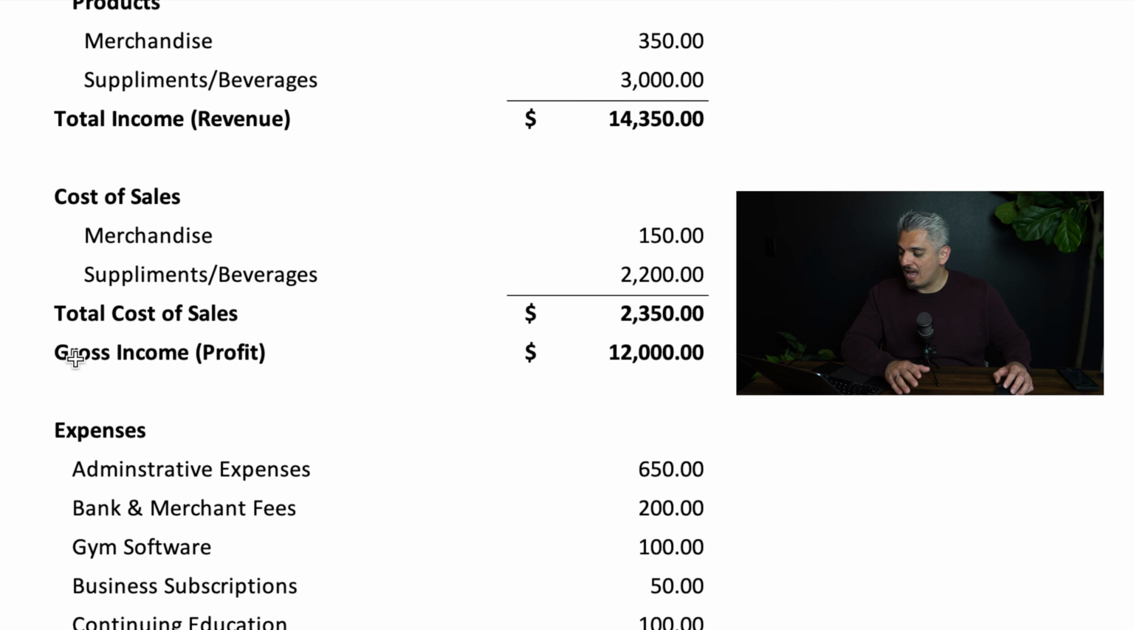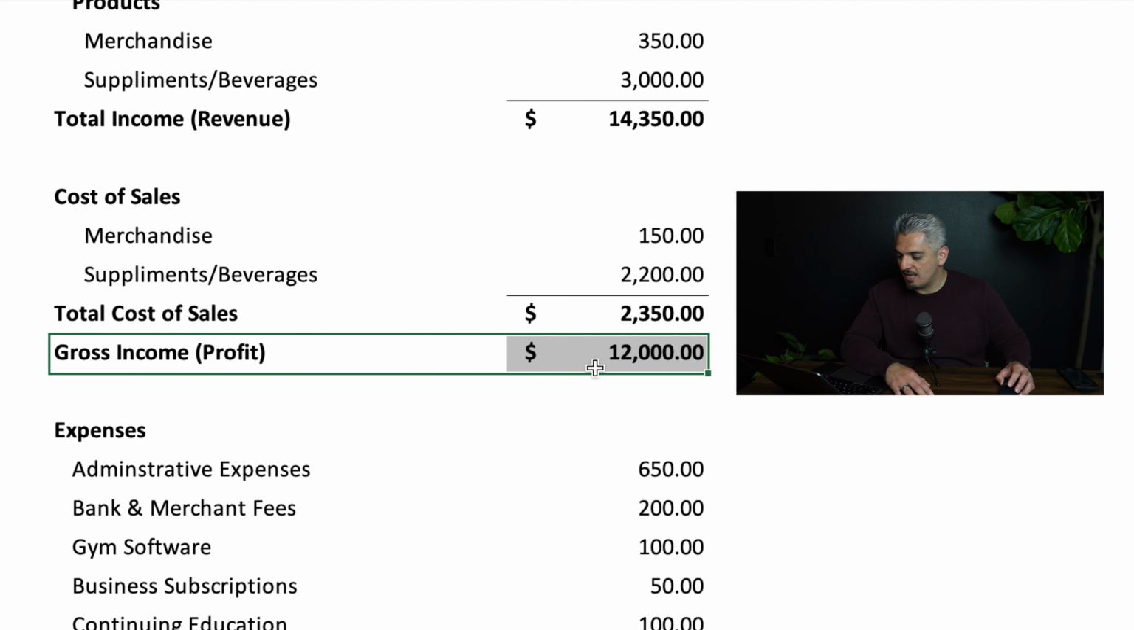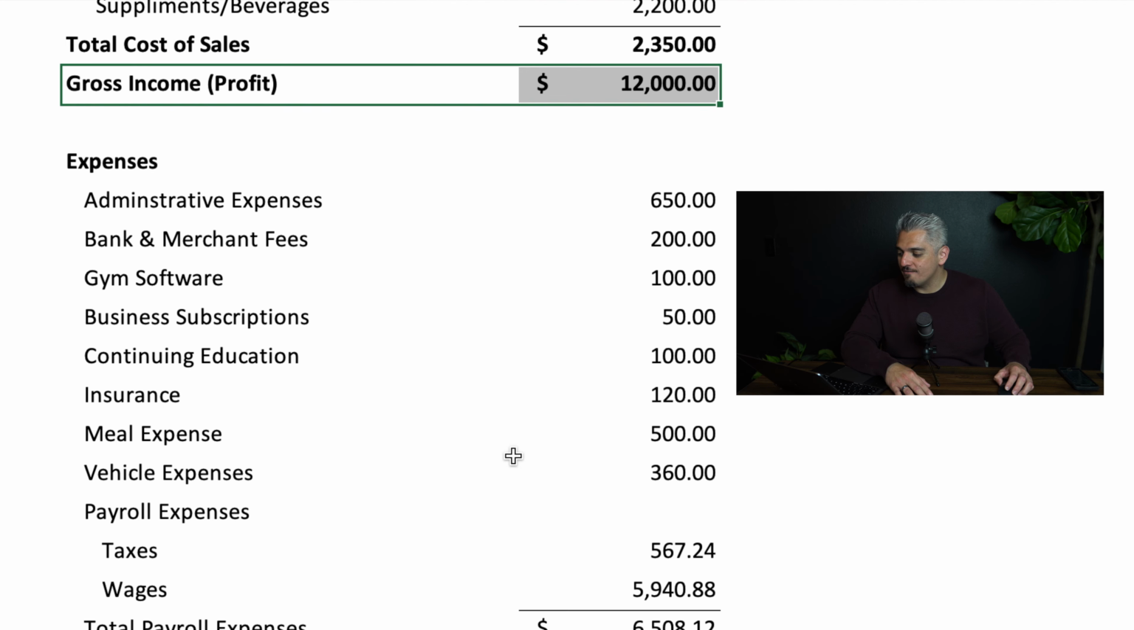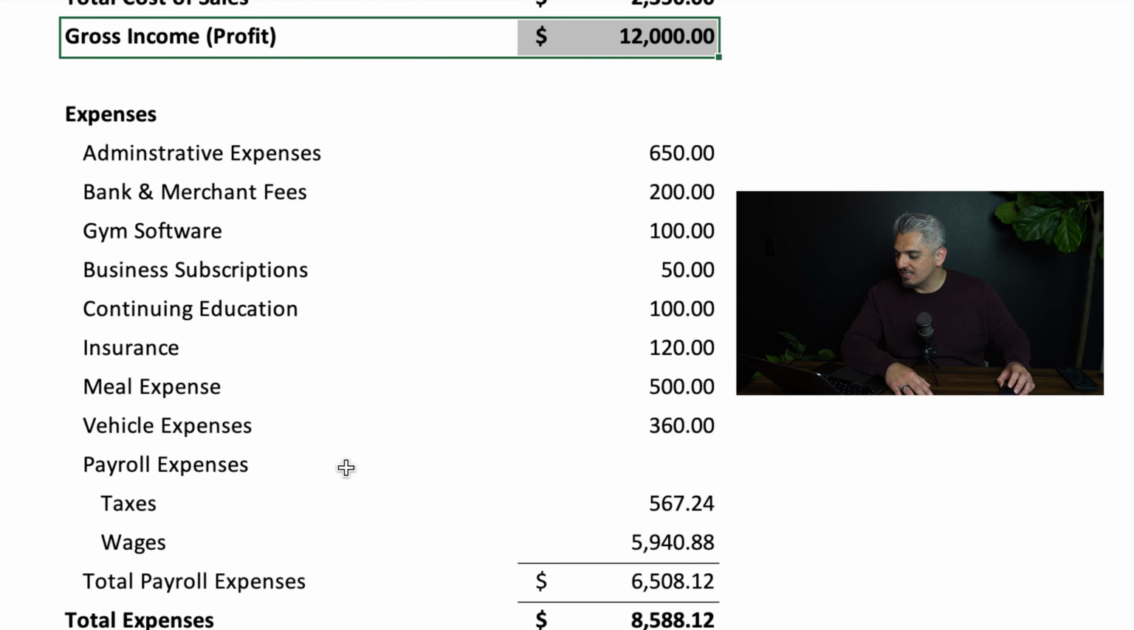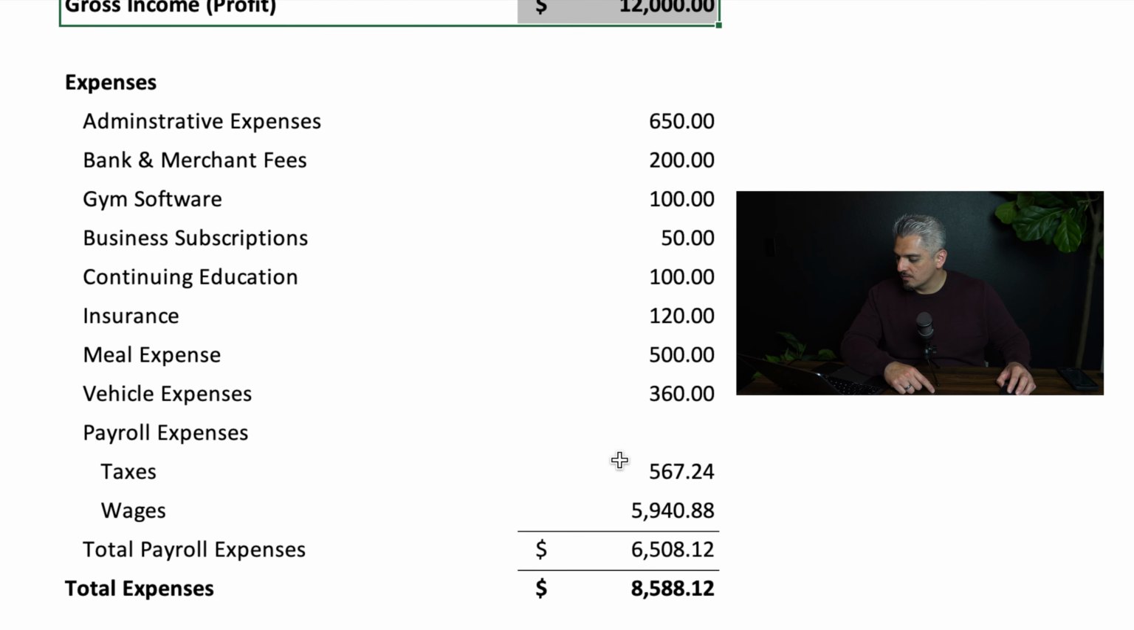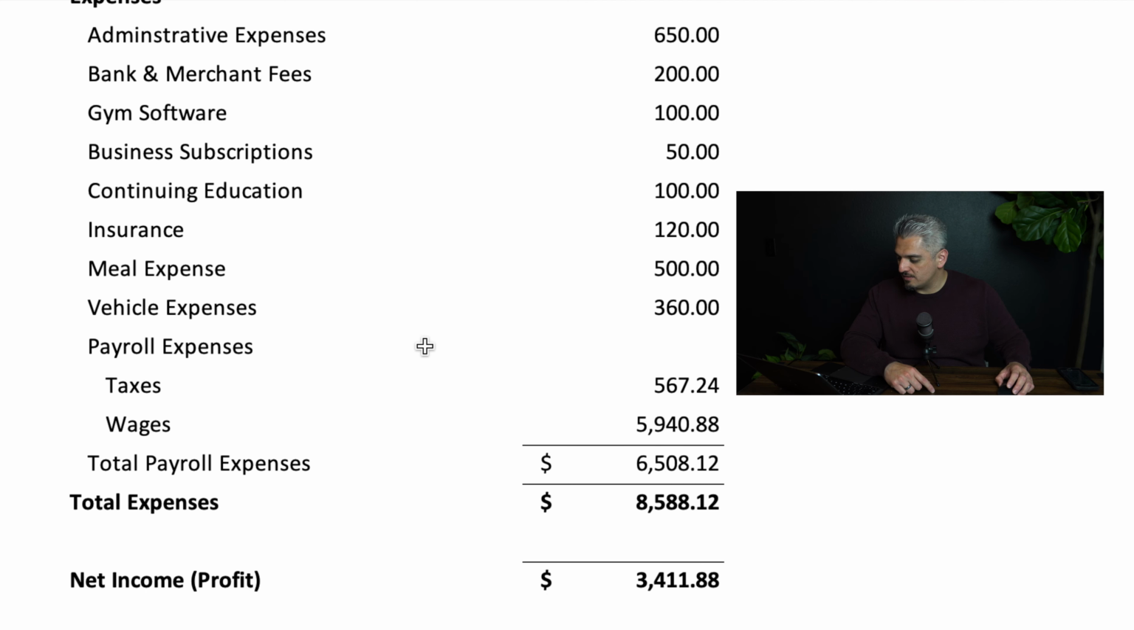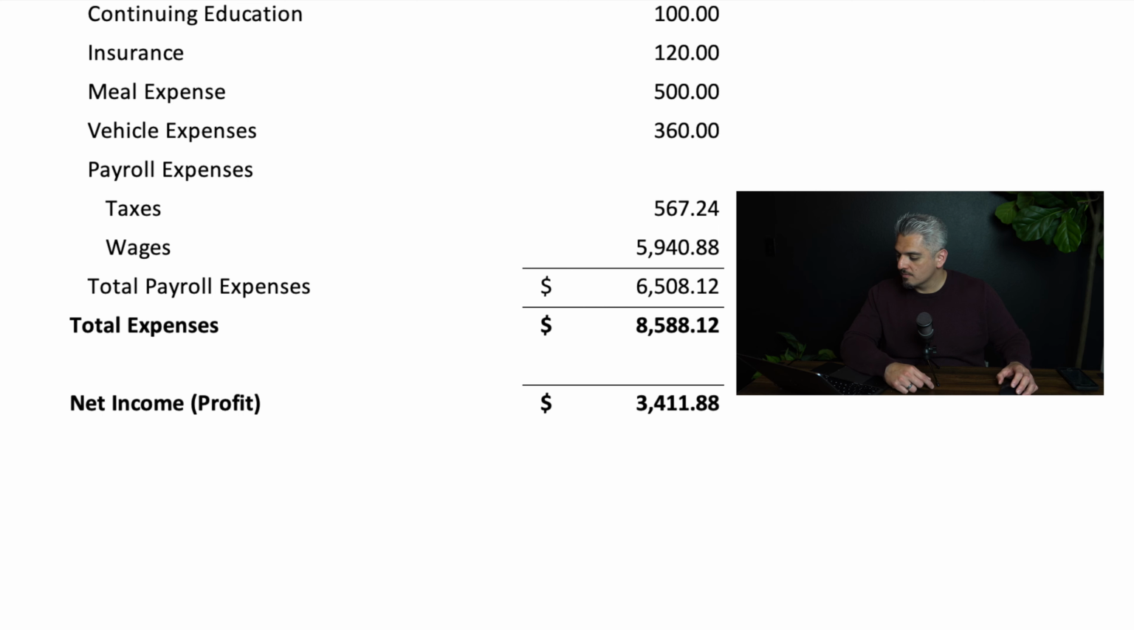And every P&L is going to have a gross income or gross profit section, which is right here in this example. After that, you're going to have your expenses, and they're all going to be listed out here. Some P&Ls might be a little bit more specific and a little bit more detailed. But in this example, we're going to keep it basic and simple, and we're going to list out all the expenses here in this section. That also includes payroll expenses, which is at the bottom of the expenses. And of course, you have your total expenses. Then at the very end, the bottom line, you're going to have your net income or your net profit.